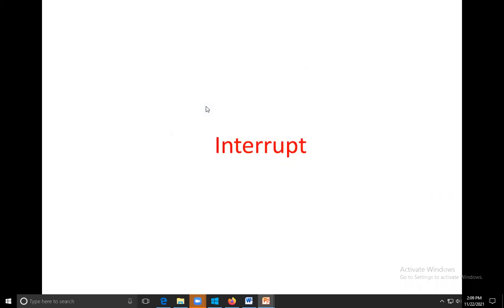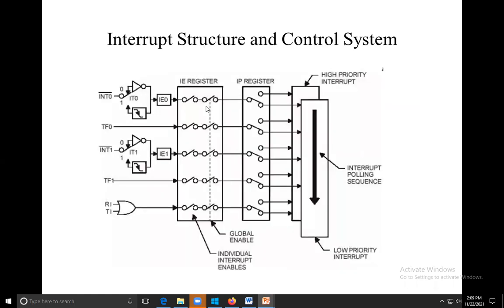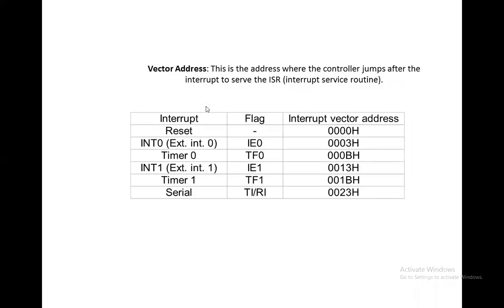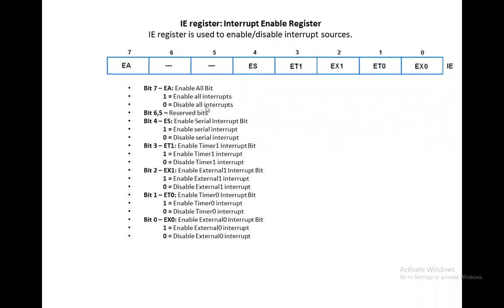Last lecture we discussed interrupts. What is meant by interrupts? How does an interrupt work? What are the types of interrupts? What is the structure, the control structure? How many interrupts are there? The priority of the interrupts. Then we discussed the IP register and the interrupt enable register. So these are the topics we discussed.